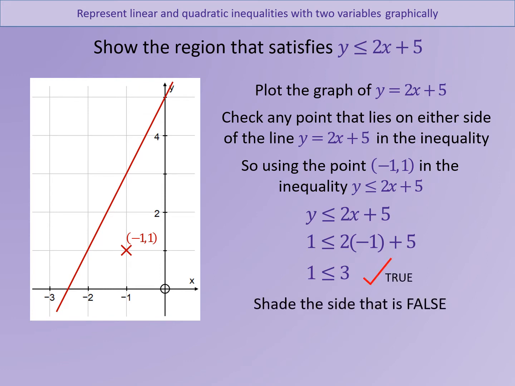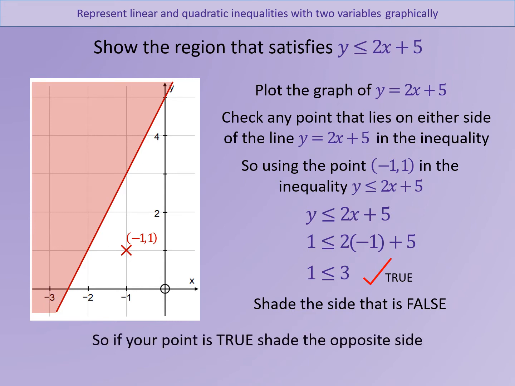In this case, we always shade the side that is false. That is because if we keep shading the sides that are false, eventually we'll be left with a region in the middle that is true for all inequalities. So we're going to shade the false side. If our point had been false, we would have shaded the side that our point lay on.